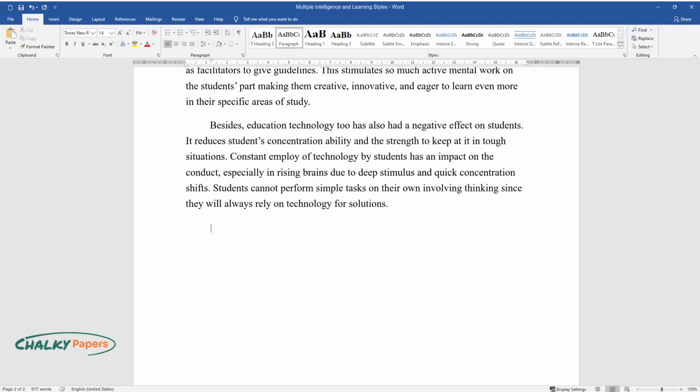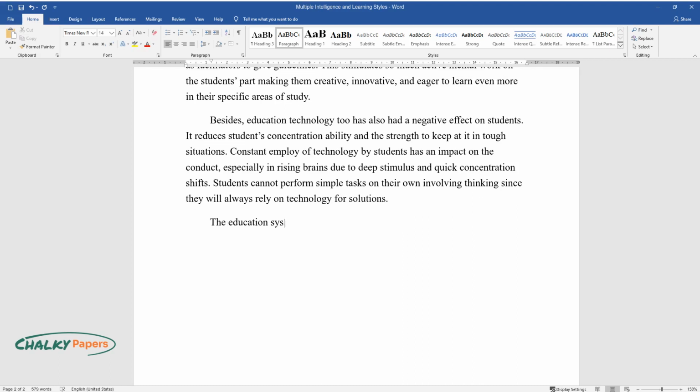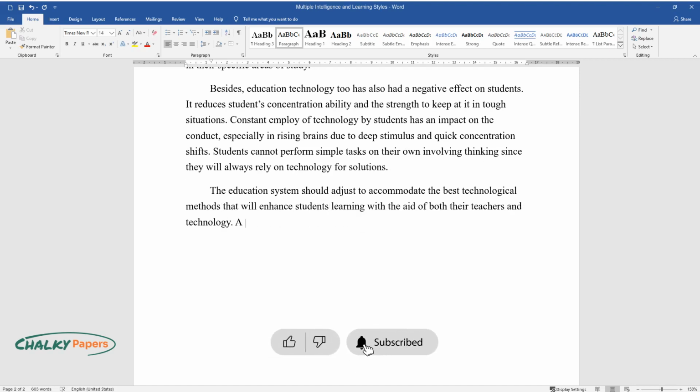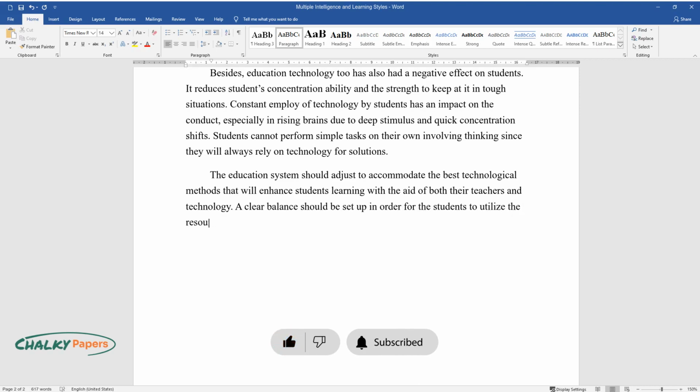The education system should adjust to accommodate the best technological methods that will enhance students' learning with the aid of both their teachers and technology. A clear balance should be set up in order for the students to utilize the resources adequately.